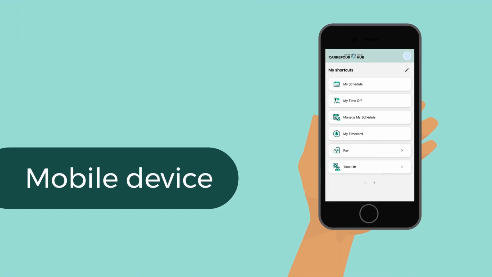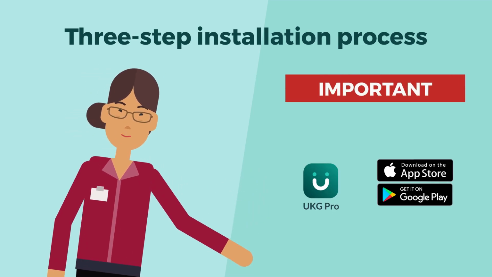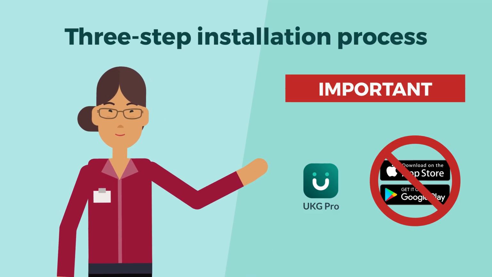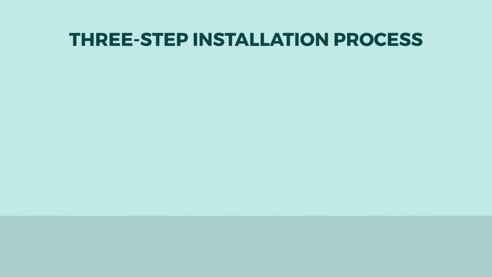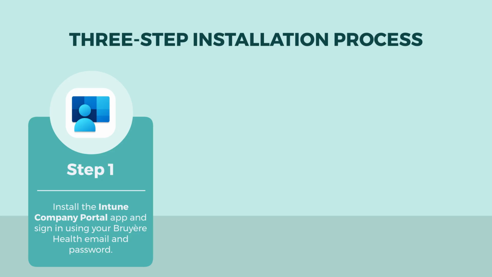Finally, accessing Your Hub from your mobile device is easy once you have completed the three-step installation process. Please note that the UKG mobile app should not be downloaded directly from the App Store or from Google Play. Here is how to get it. First, install the Intune Company Portal app from the App Store or Google Play, and then sign in using your Bruyère Health email address and password.